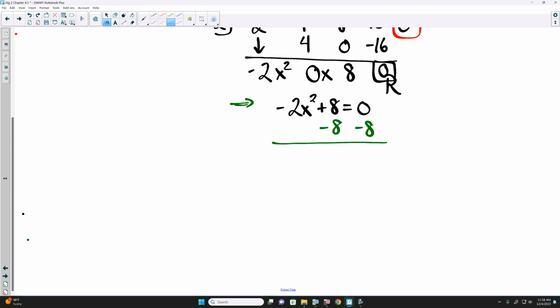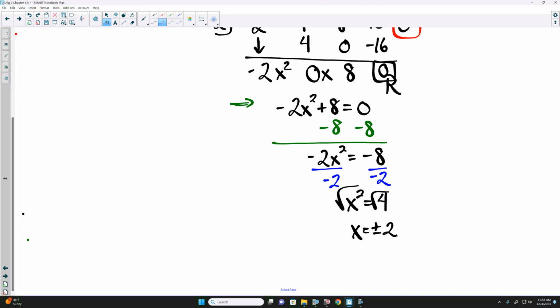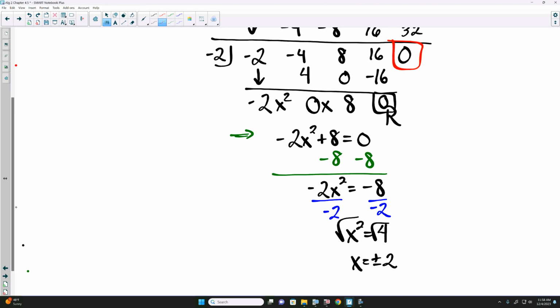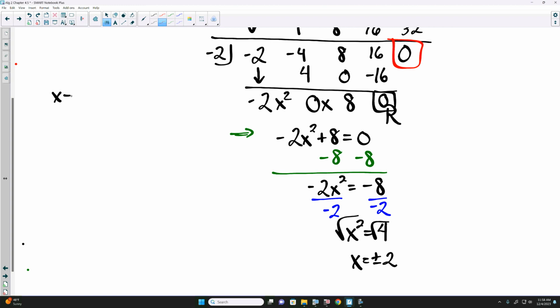We can subtract 8 from both sides, telling us -2x squared is equal to -8. We can divide both sides by -2, telling us x squared is equal to 4. And lastly, we can take the square root of both sides, telling us x is equal to plus or minus 2, which is really just saying that x is equal to 2, 2, negative 2, and negative 2. We just have those repeated.